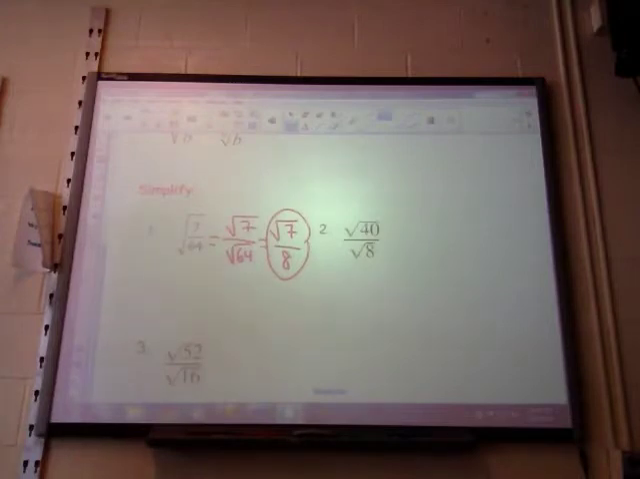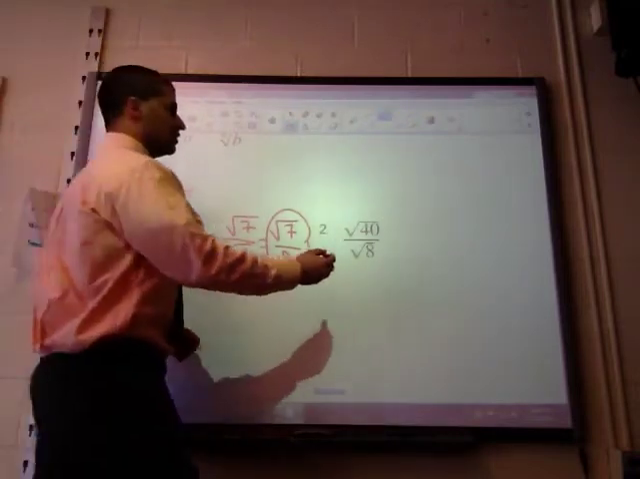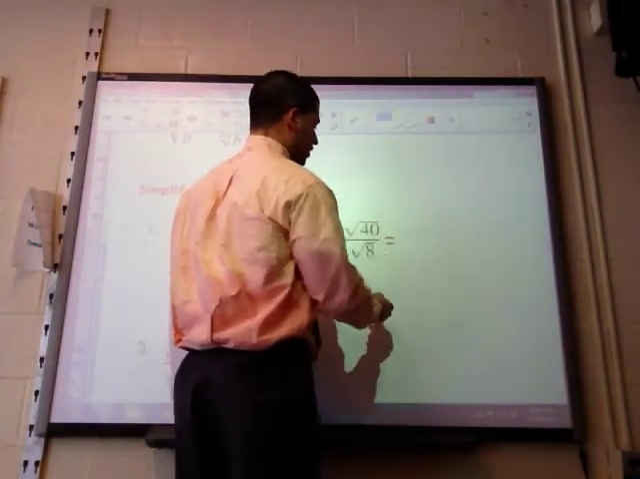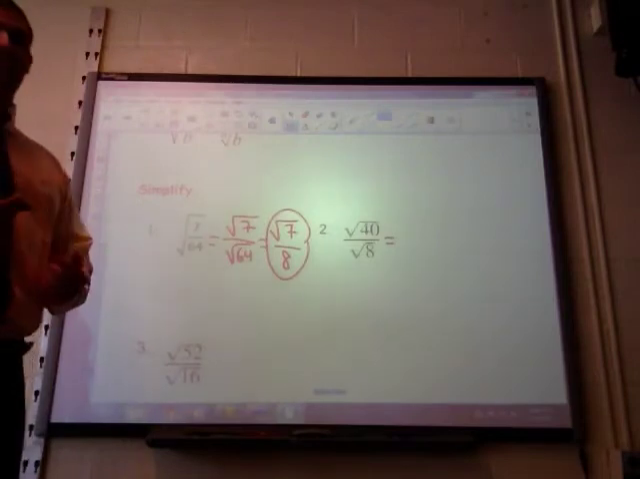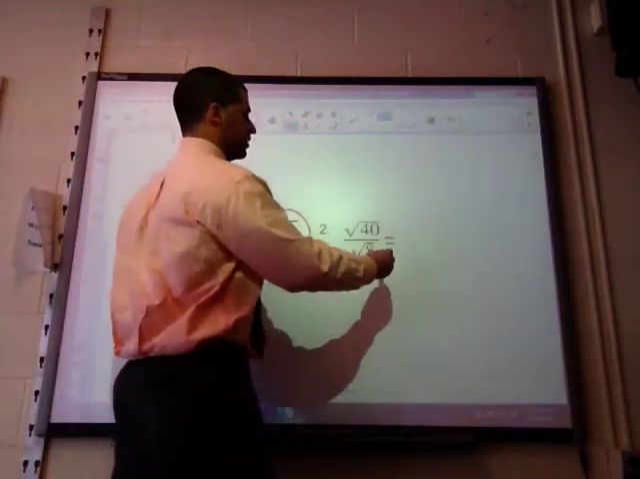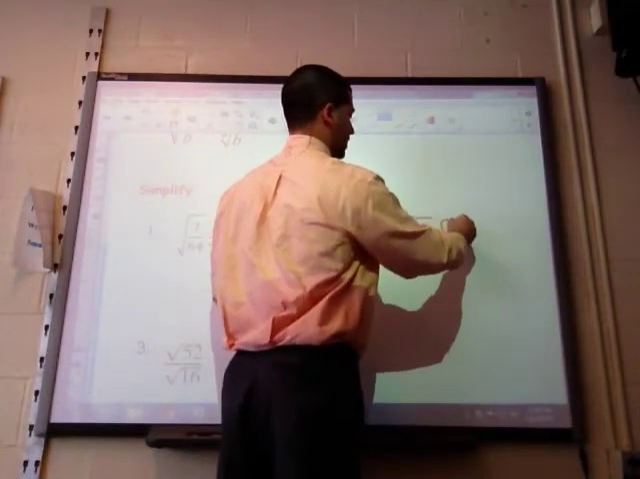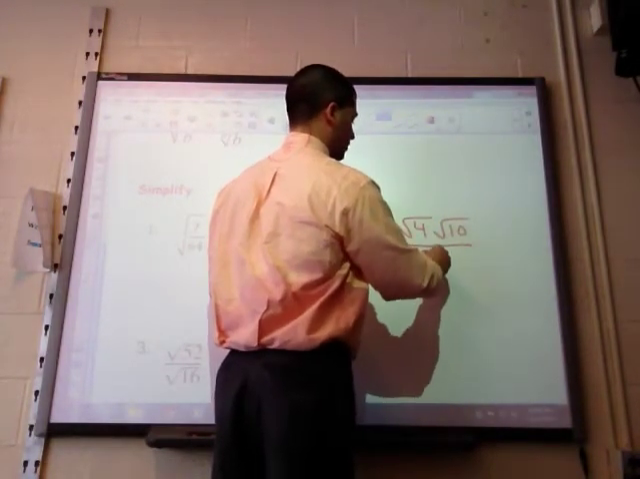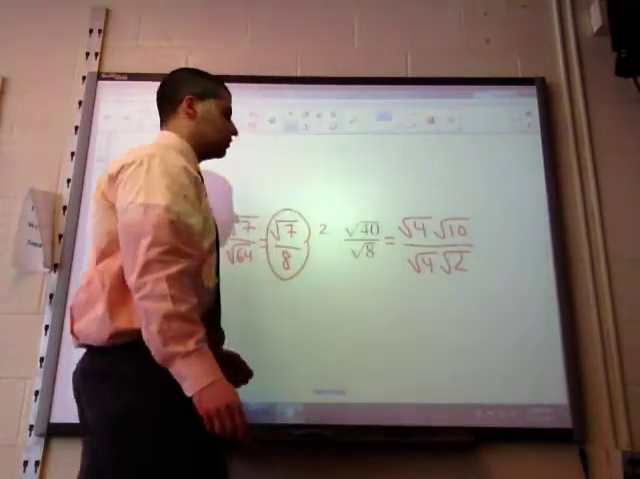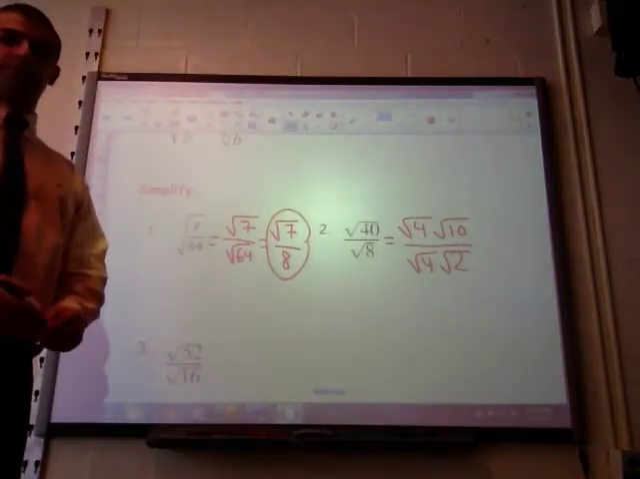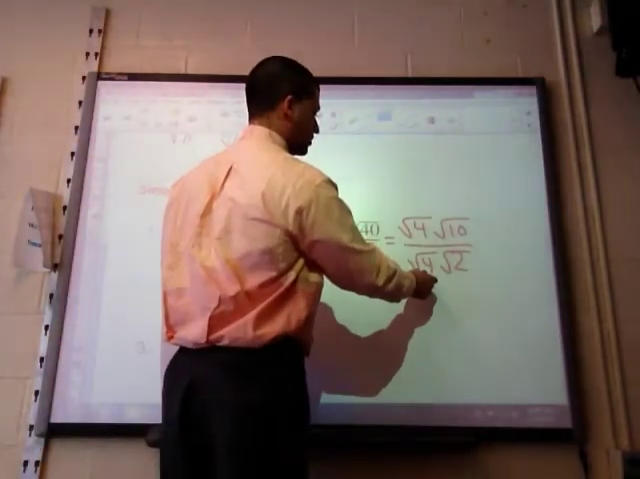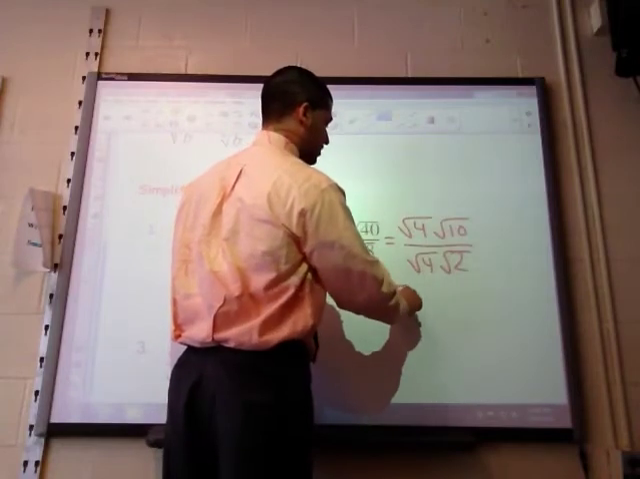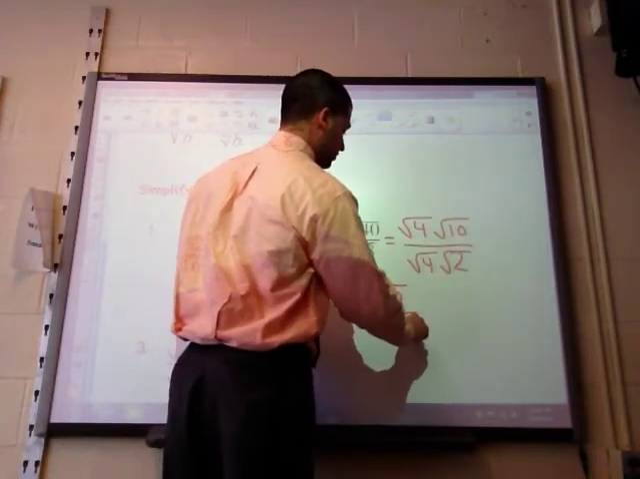I'll leave you guys to do 2 and 3, but actually, you know what? I'll do number 2. So radical 40 over radical 8. Now, neither one of those are perfect squares, but we look to find the biggest perfect square that goes into each. The biggest perfect square that goes into 40 is 4, and you're left over with the radical 10. On the bottom, you have a radical 4 and a radical 2. So let's see what we're left with. Square root of 4 is 2, radical 10 over 2 radical 2.